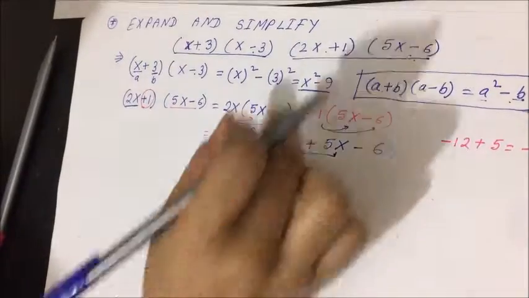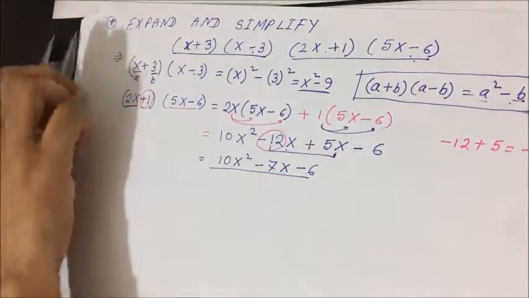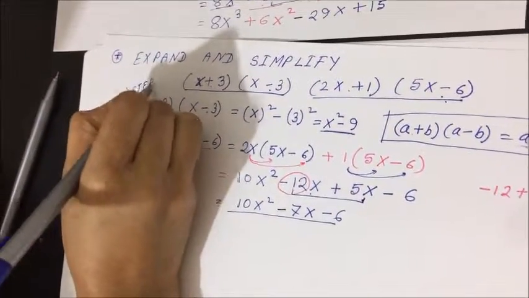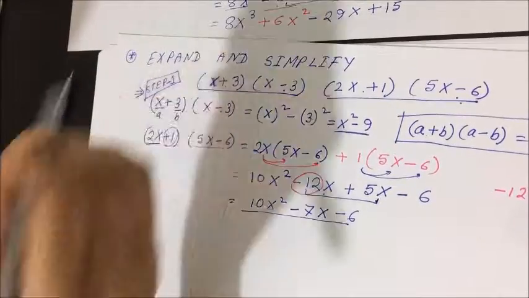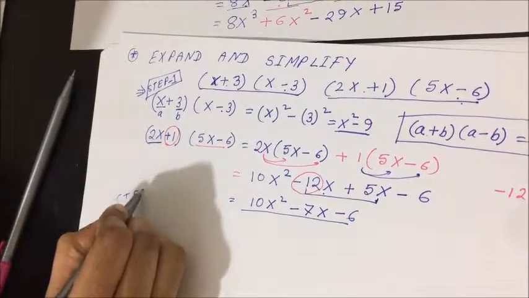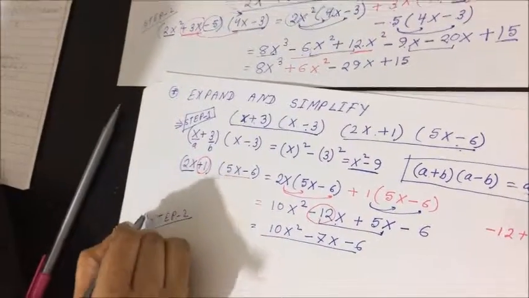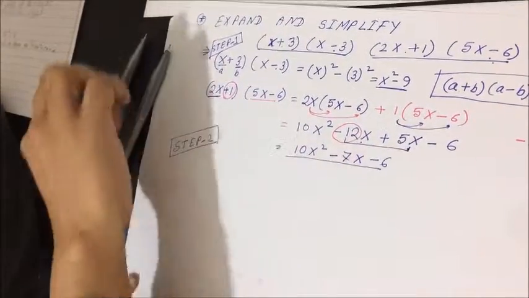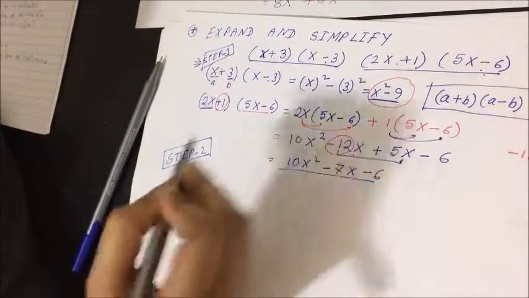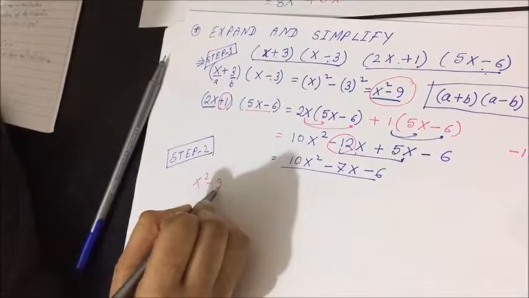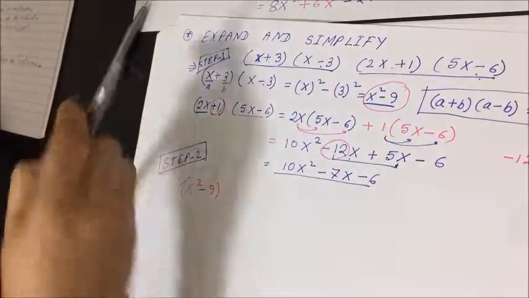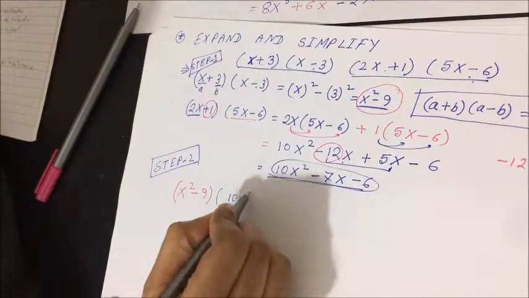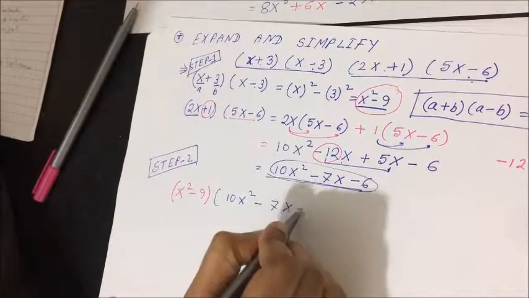Now I have to multiply the first one with the second one. This is going to be my second step. So I did complete my step 1. Now I am going for my step 2. I need to multiply the answer of the first part with the answer of the second part. My answer of the first part is x square minus 9. Let's write that down. And my answer of the second part is this one, that is 10x square minus 7x minus 6.